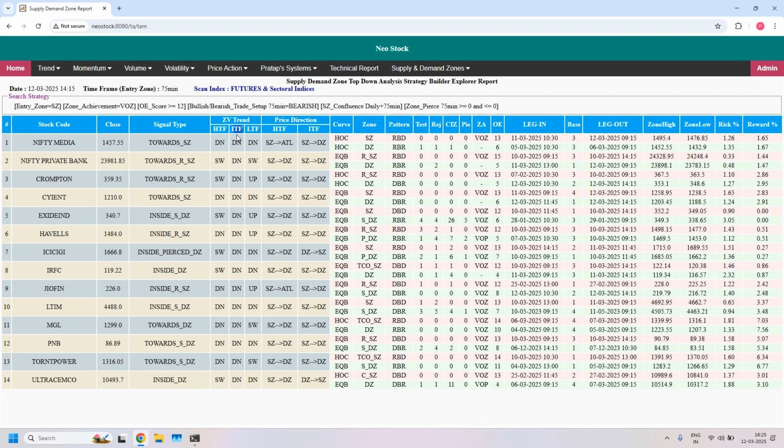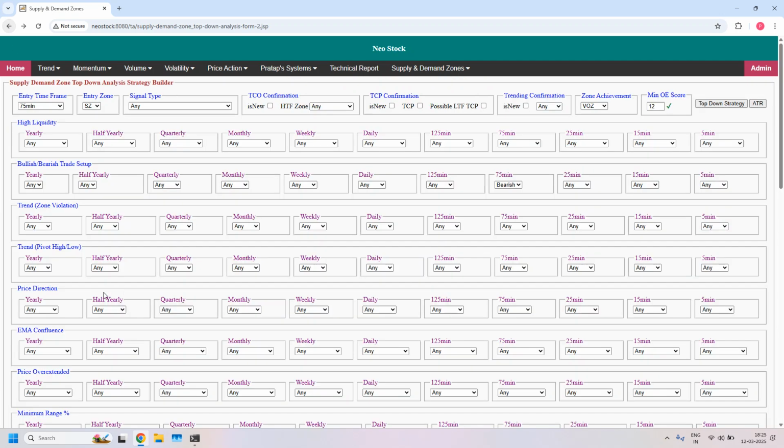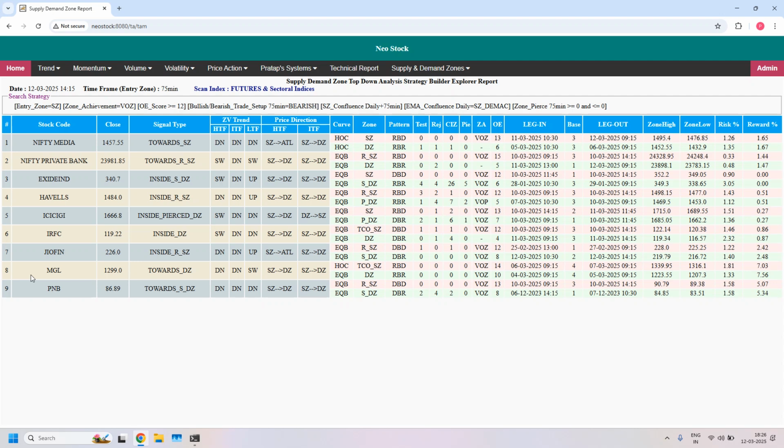That is ITF trend. So that's why if daily supply zone having daily EMA confluence, these 75 minute supply zones might be having more high probability to get success because they are overlapped with daily supply zone. So let's verify. In the EMA confluence at a daily time frame, I am selecting the filter daily supply zone having daily EMA confluence. With this filter, now the list is come down to 9 stocks. So these 9 75 minute supply zones are having even more high probability to get the success compared to the others.